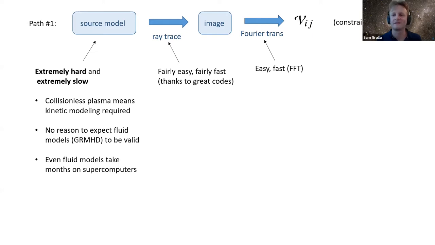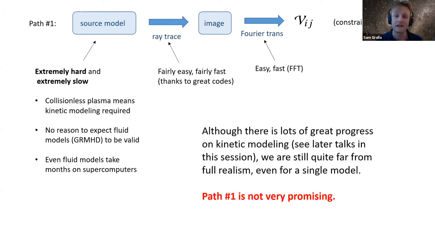That's hard. I mean, this is a collisionless plasma. If you want to really believe everything, you ought to be doing PIC simulations, but you've got a big magnetosphere. It's very much beyond the computational state of the art. Now, we're going to have talks on this. There's been a ton of progress in PIC simulations of pulsar and black hole magnetospheres in the last few years. It's incredibly exciting, but we're pretty far from getting one model that really could be called first principles and reliable. And of course, for this pipeline, you need many models to compare to the data. So I think this approach is less promising.